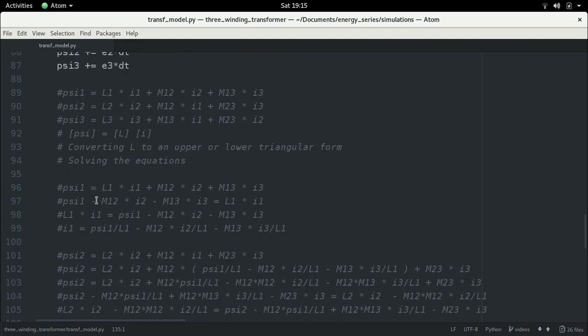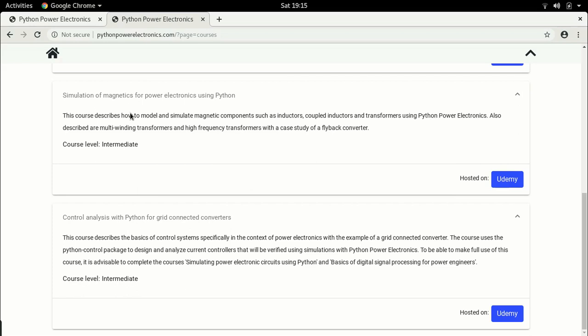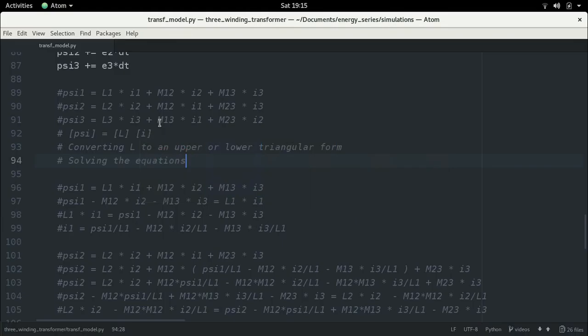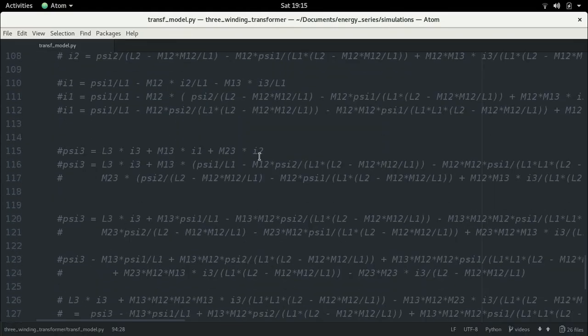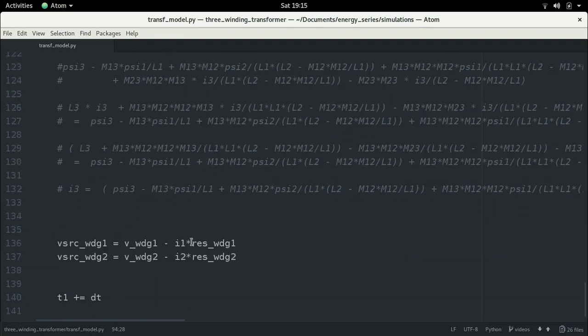Always, whenever you have a lot of such simultaneous equations, use the matrix method of solving equations. Always. If you need to know about it, as I said, just check out this particular course in which I describe this in fairly great detail, right? With this, I will end this lecture. In the next lecture, we are going to then just complete the mathematical model and we will run the simulation.